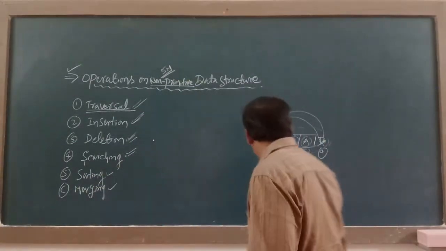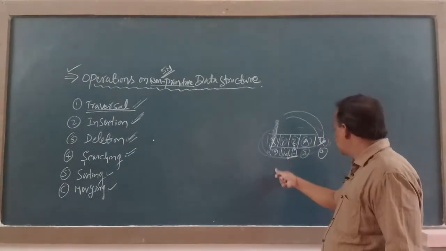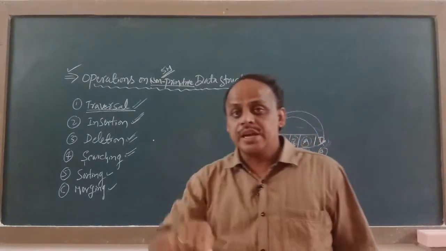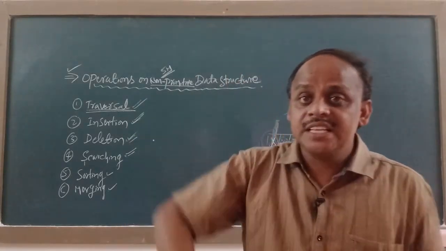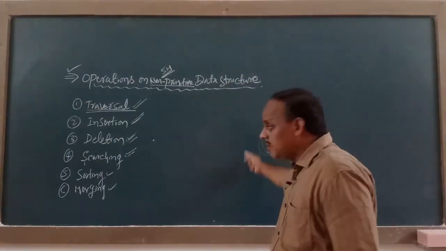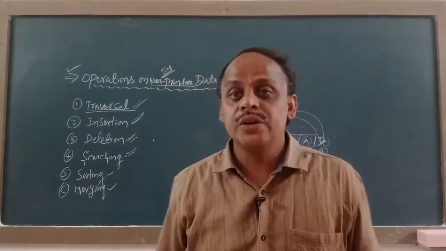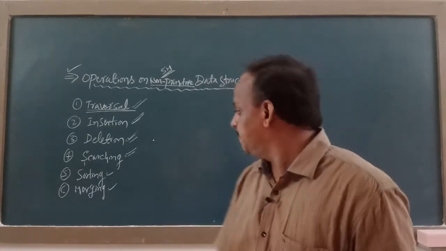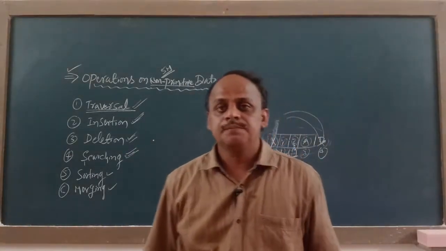For example, here we searched where Z is stored. Z is stored in A of 2. In the A of 2th location Z is stored, right? So finding where the required element is stored in a collection of data elements, in which location it is stored, this process is called searching.